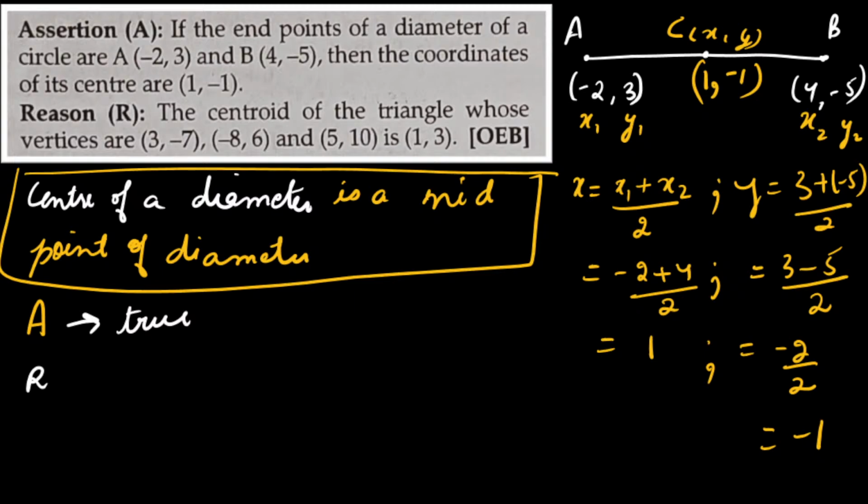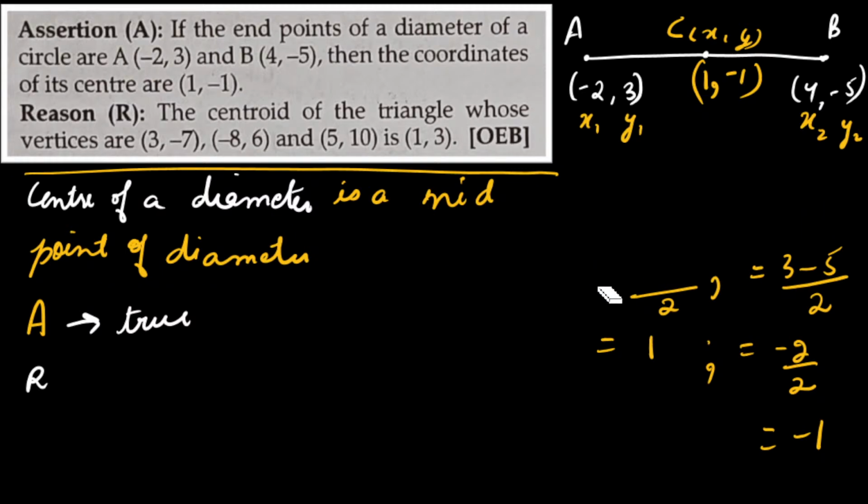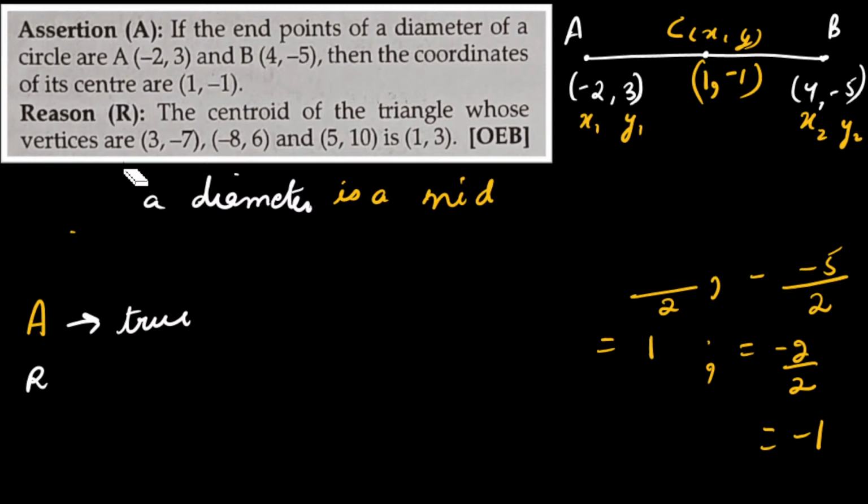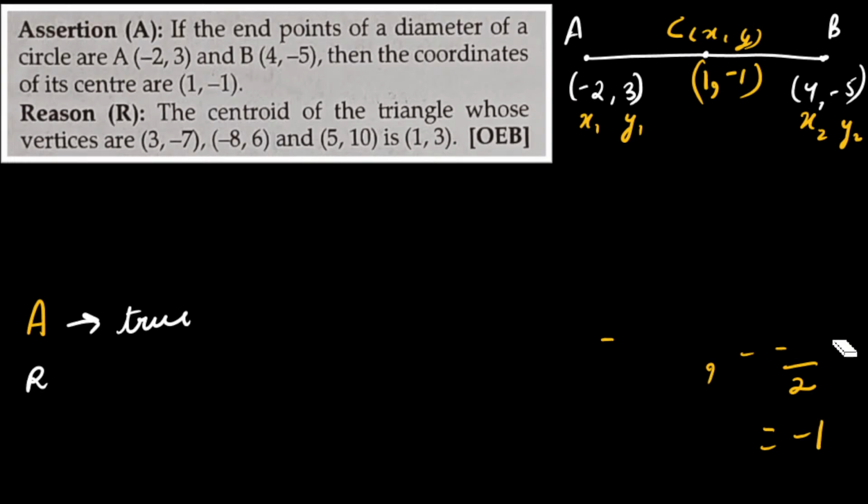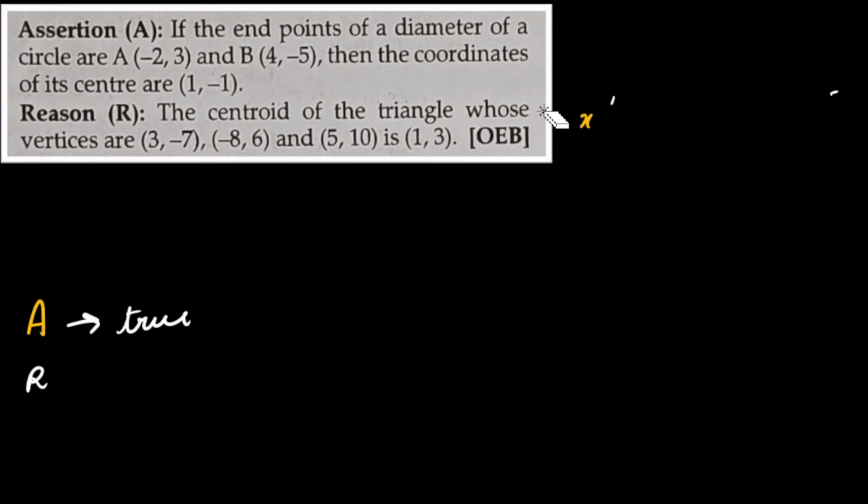The centroid of a triangle whose vertices they have given, the centroid of a triangle whose vertices are these, is (1, 3). So what's the formula of the centroid? Yesterday we discussed the formula of the centroid. There they have given us the coordinates of the vertices of the triangle. R is false, okay, so we'll check this. First of all, I want to know the formula of the centroid of a triangle.